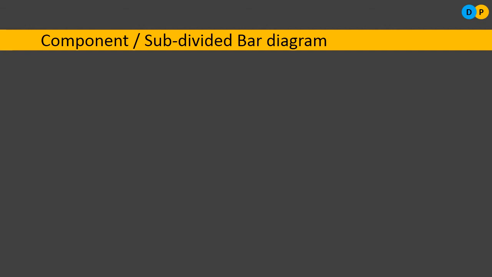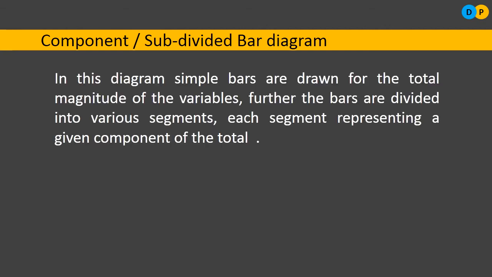Further, the bars are divided into various segments, which are also referred to as components. Each segment indicates a particular variable. For example, food, there will be one segment. Similarly, clothing, one segment. Fuel, one segment. Rent, one segment. So each segment represents a given component of the total magnitude.